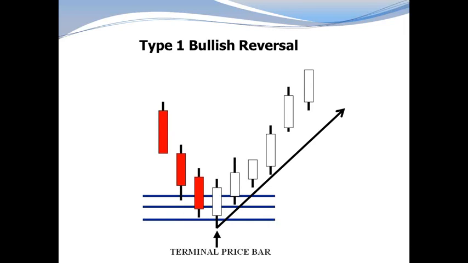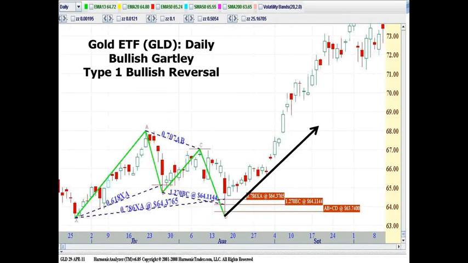Here we have the type 1 bullish reversal, an ideal reversal, if you will. We see the terminal price bar that tests the entire potential reversal zone, and then immediately reverses in the new trend direction. On this chart of the gold ETF, the GLD, this is a daily, it shows a real nice bullish Gartley, and this was a type 1 bullish reversal.